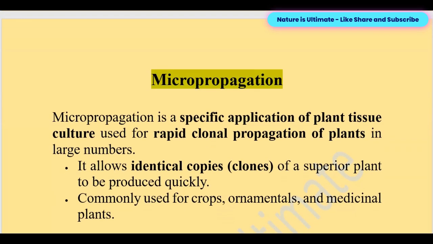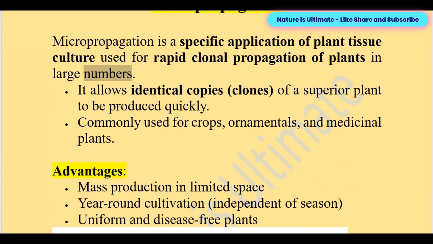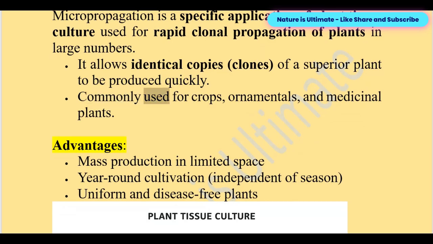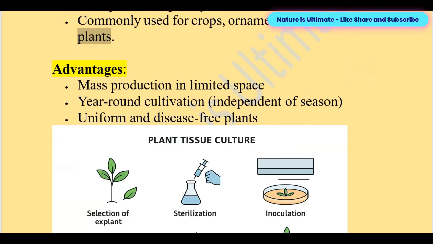Micropropagation. Micropropagation is a specific application of plant tissue culture used for rapid clonal propagation of plants in large numbers. It allows identical copies, clones, of a superior plant to be produced quickly. Commonly used for crops, ornamentals, and medicinal plants.